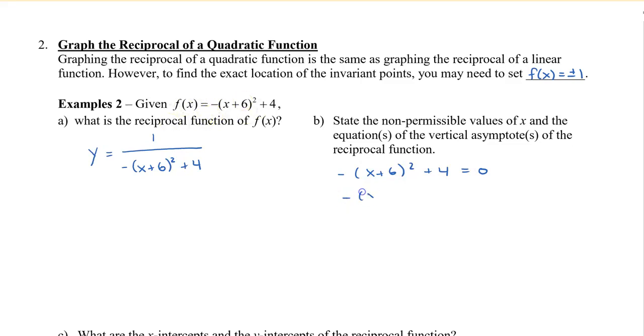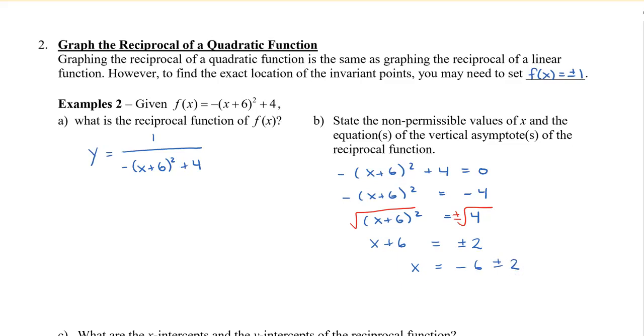So we're going to move our 4 to the other side, so we get negative 4. Let's get rid of the negative sign on both sides, so we get 4. Then we're going to square root both sides. And don't forget, whenever you square root, you're going to get the plus or minus, so we'll place it on the right. So we have x plus 6 equals plus or minus 2. So x equals negative 6 plus or minus 2.